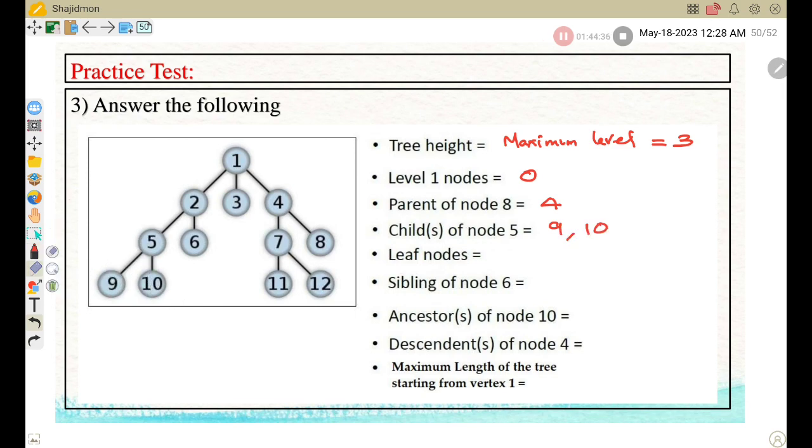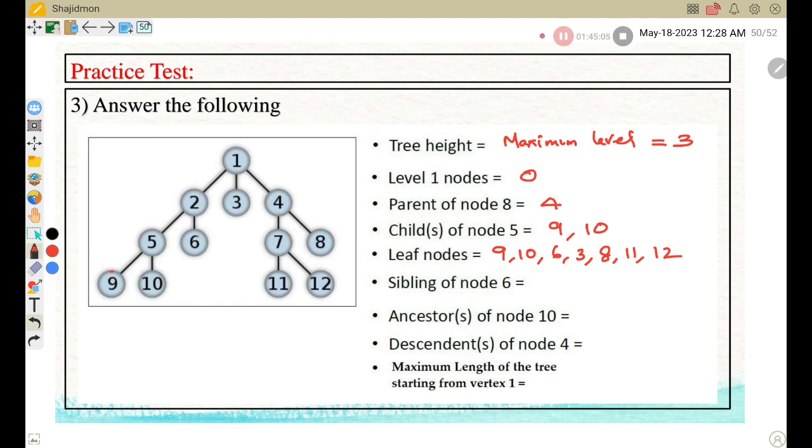Now what is the next question? Leaf nodes. What are the leaf nodes? Leaf node means there is no child. 9, 10, 6, 3, 11, 12 and 8. These are the leaf nodes. Okay, so we can write 9, 10, 6, 3, 8, 11 and 12. Leaf nodes have no child. Correct. That node is called a leaf node or terminal vertex.